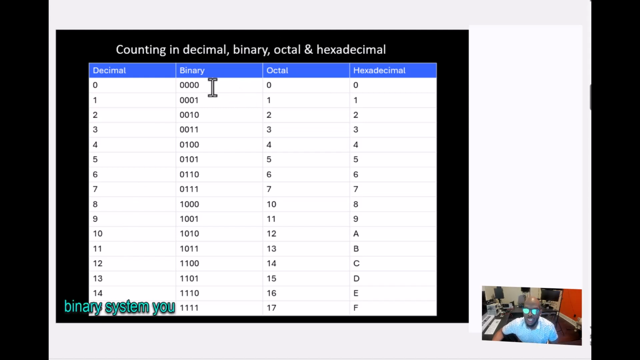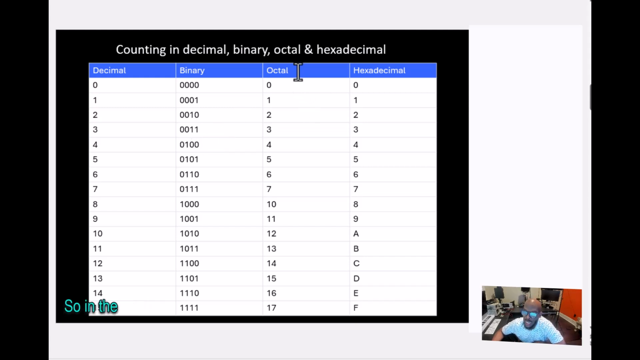Well, in the binary system, you only have 2 digits. That's a 0 and a 1. Then it starts back over and you have 10, 11, and then you go to the next place. You put your 1 there and you put your zeros there.